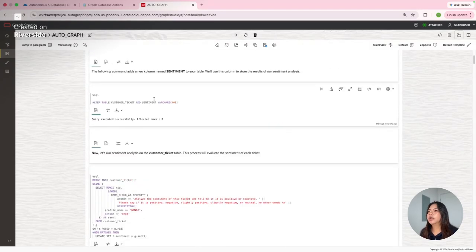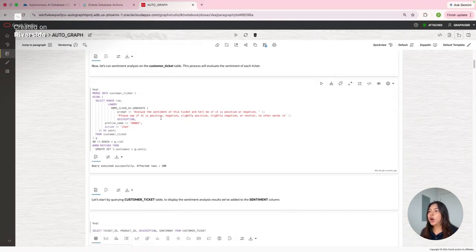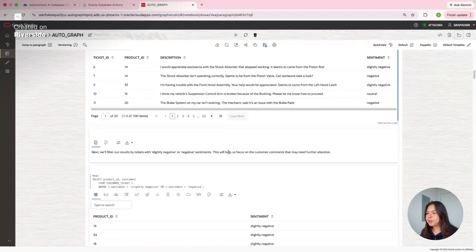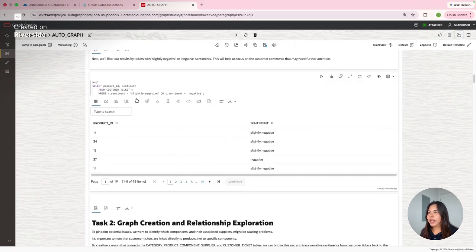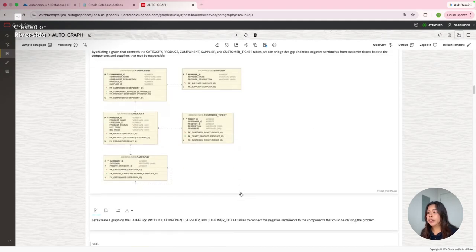So if you take a look in here, after creating our sentiment column in our customer ticket, we use generative AI to understand whether the customer ticket is positive, negative, slightly negative, etc. And then after we take a look at it and we get the results, we're able to identify that. So in here, we're just doing a regular SQL query, querying the customer tickets table. Then in here, we're taking a look at the products and the sentiment analysis. And again, we're just showing the relationship between our tables and how we created our graph.